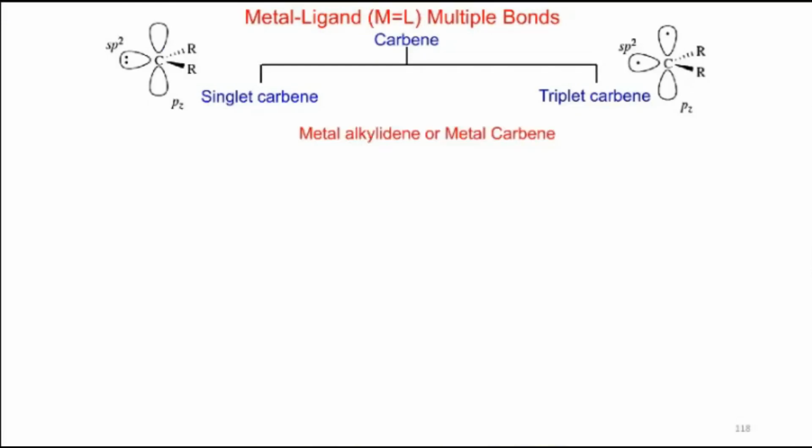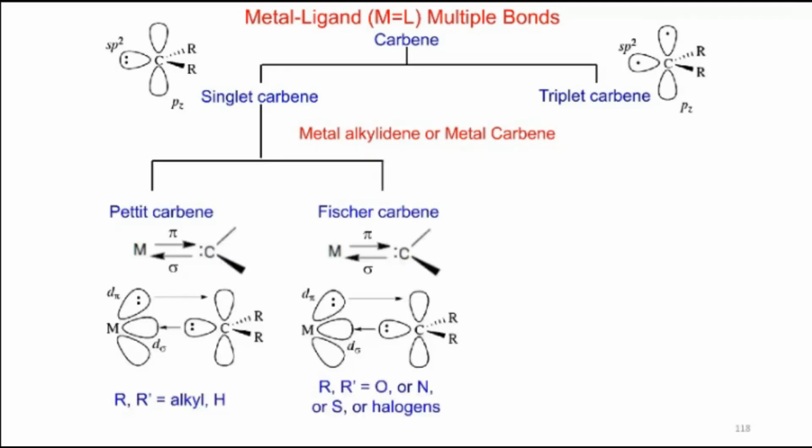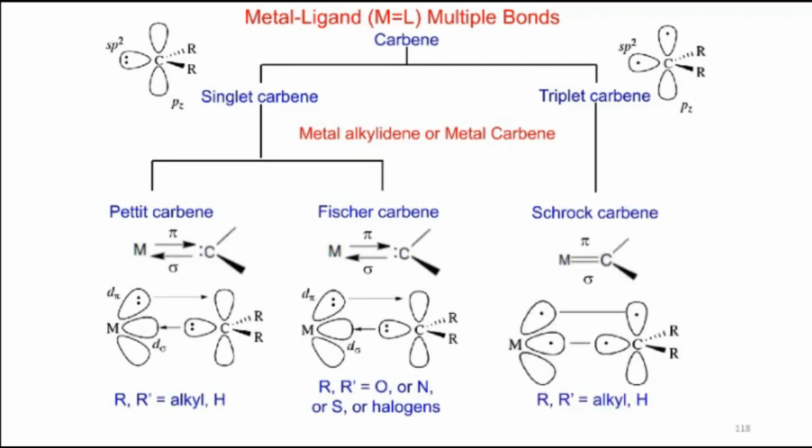When I take the singlet carbene and allow it to react with the metal center, it produces the Fischer carbene and the Petit carbene. These are the names of the compounds. But if I use triplet carbene, it exclusively gives only the Schrock carbene. So how do we differentiate the Petit carbene, Fischer carbene, and Schrock carbene?